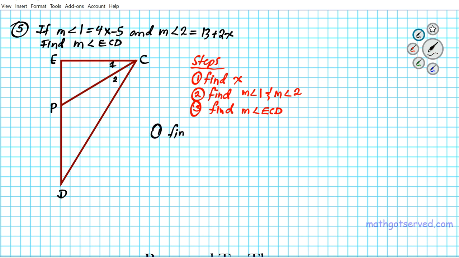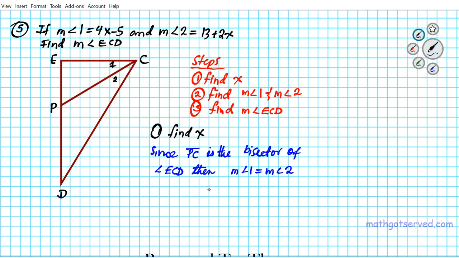I want to find x. All right, so what do we know? Let's write down a statement. Since segment PC is the bisector of angle ECD, then what? Then we know that the measure of angle 1 is equal to the measure of angle 2 based on the definition of an angle bisector.